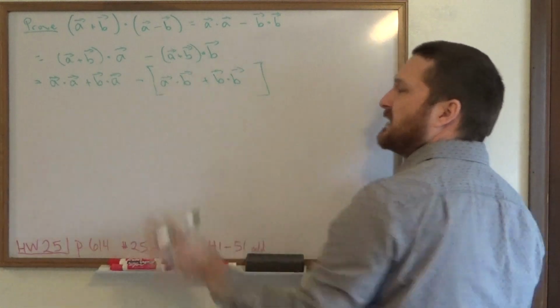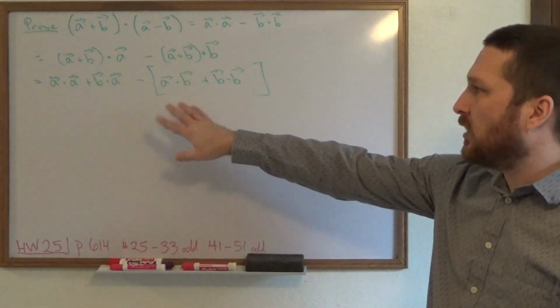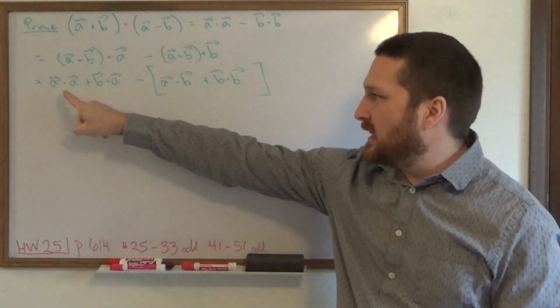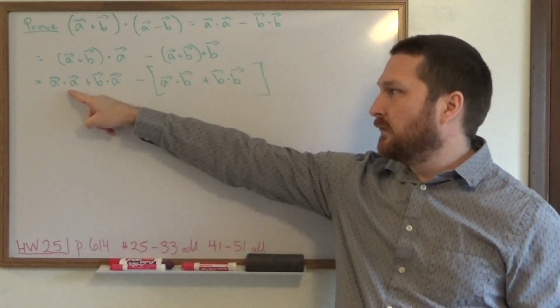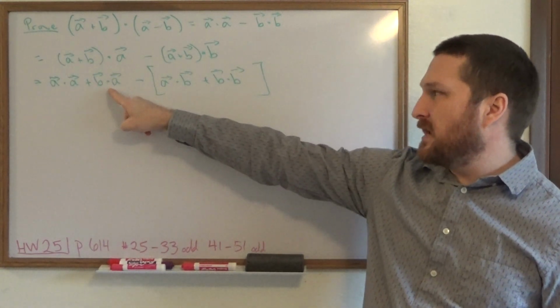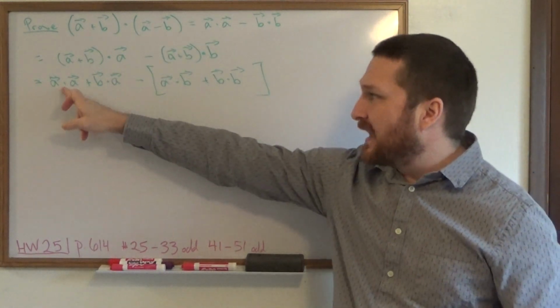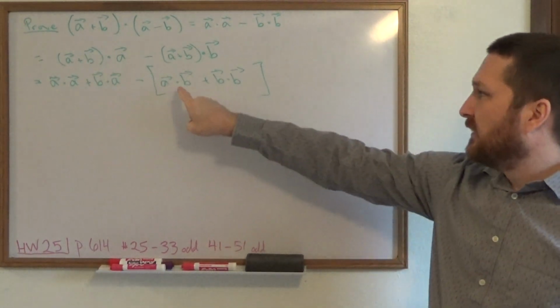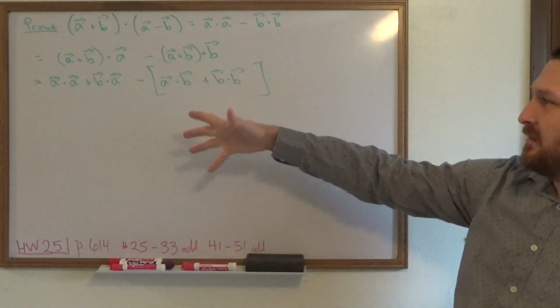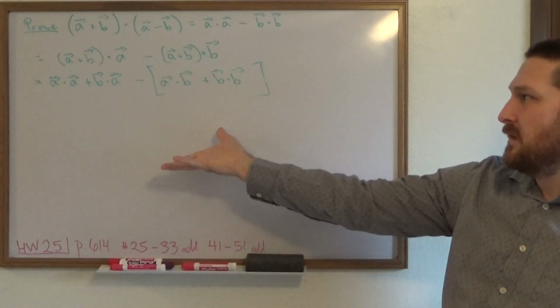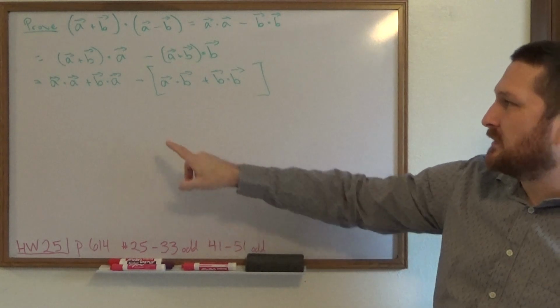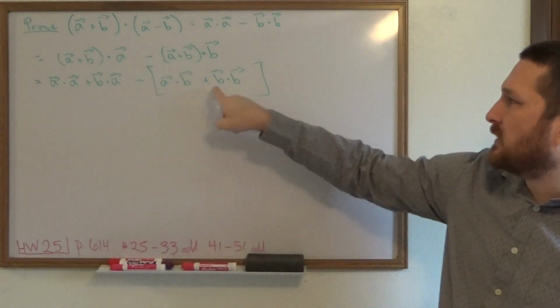Now I'm subtracting this, and there's another thing. These are no longer vectors, because A dot A is a real number. B dot A is a real number. Any vector dot any other vector is a real number. So that's a real number, that's a real number, so it's just real numbers. From here on out we're just talking about real numbers, and everything we know about real numbers applies. This is just minus a real number plus a real number.